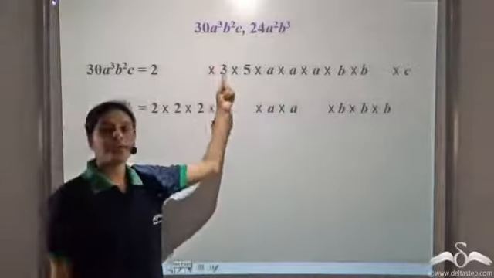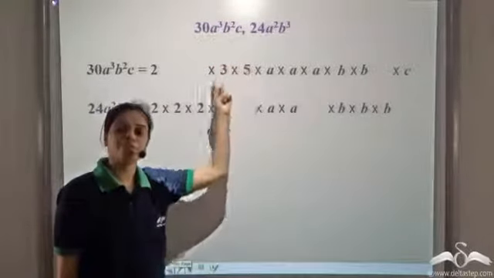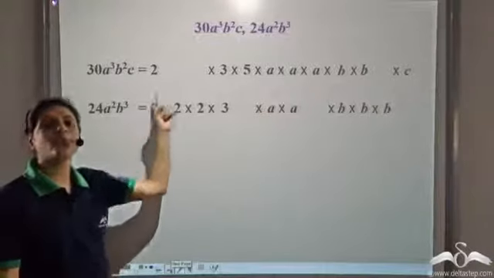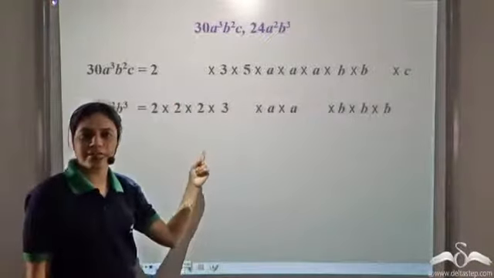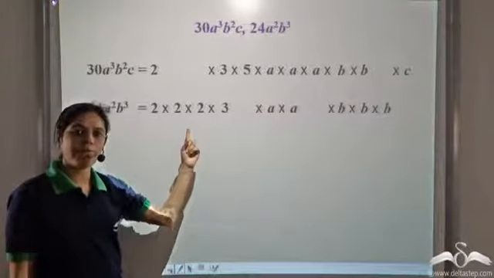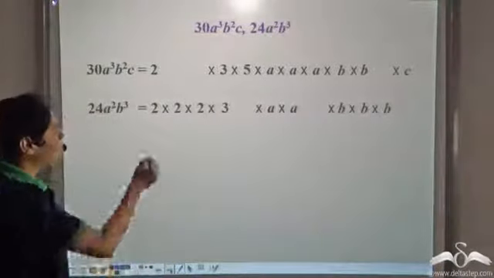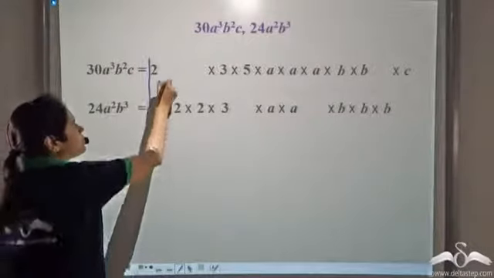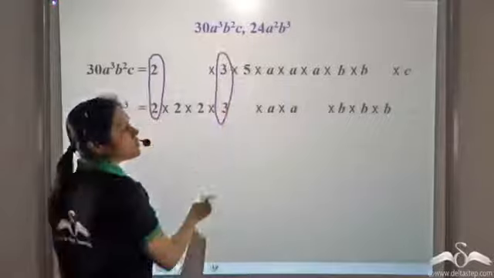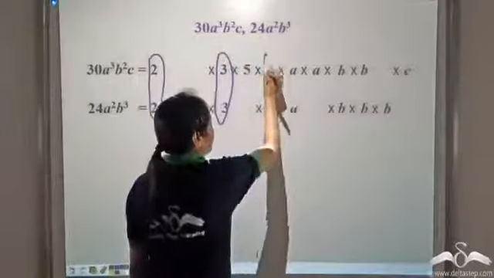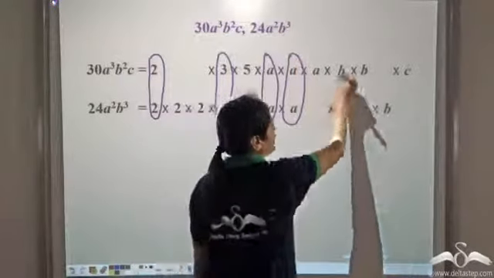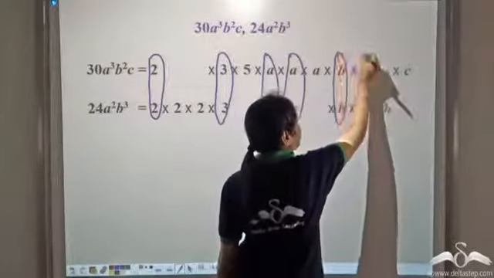Now we need to calculate the HCF of these two terms. So we have written these two terms as a product of their irreducible factors. So the next step is to mark out their common factors from these. So 2 is common to both, 3 is common to both, A, B, B.